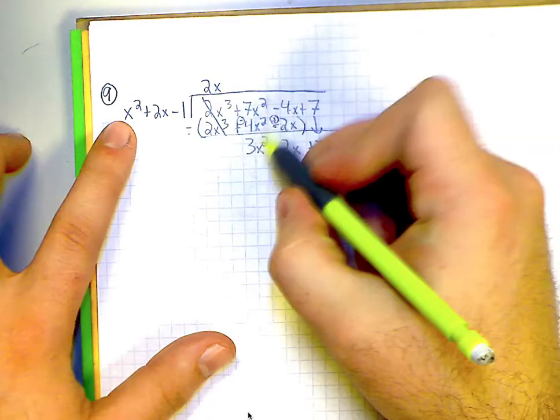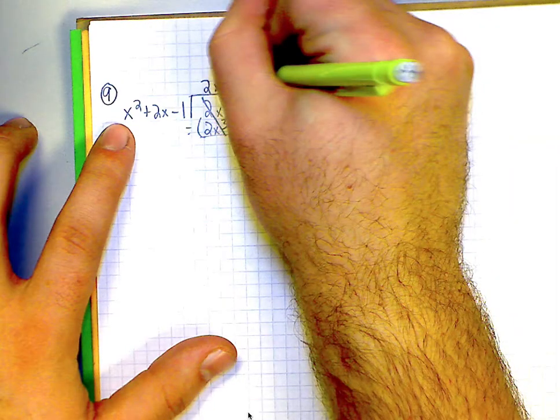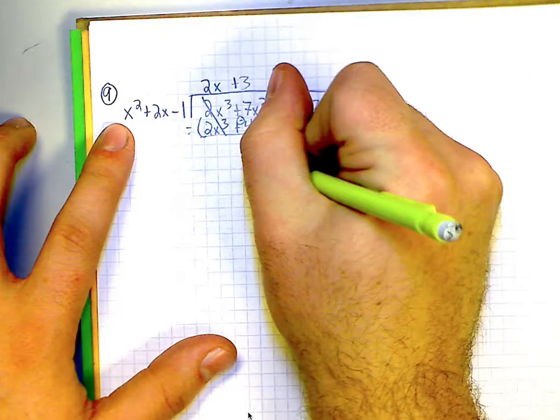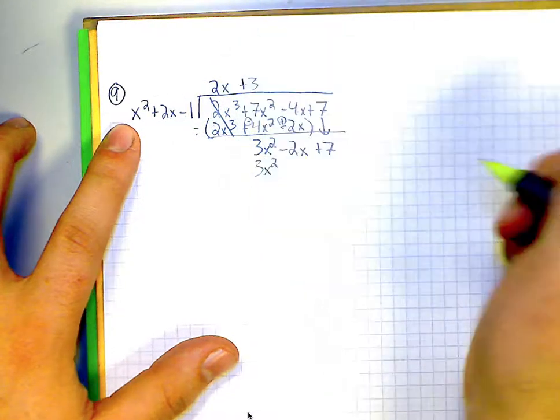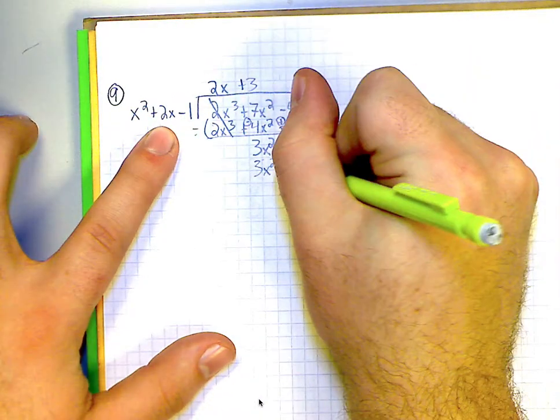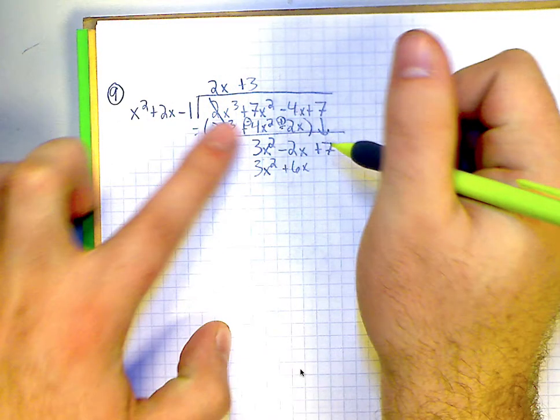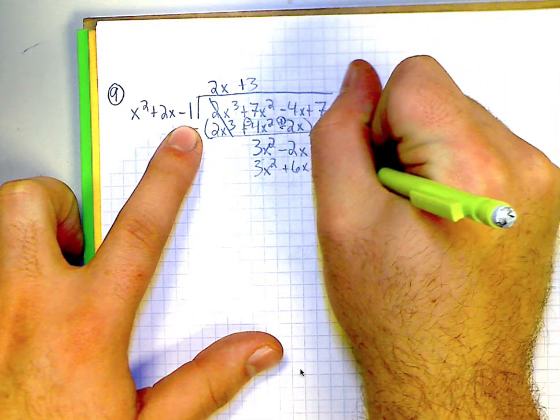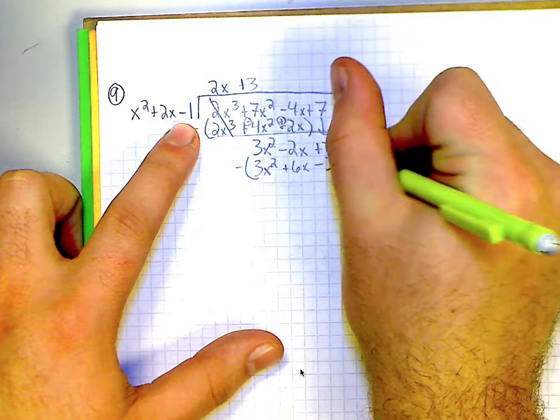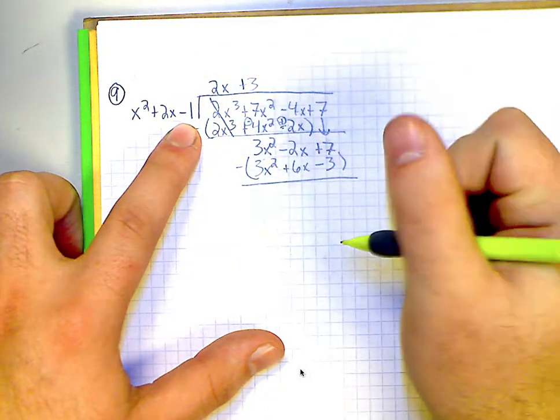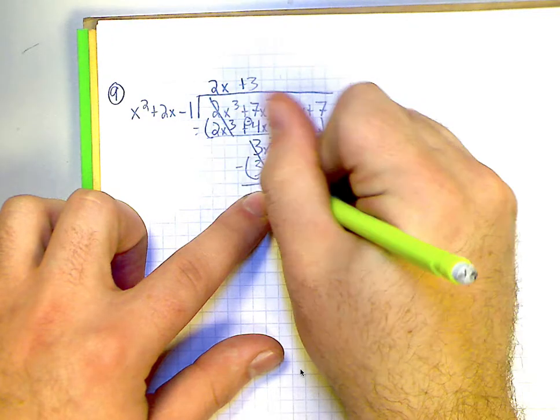So I have an x squared, I'm trying to get 3x squared, so I need a 3 there to multiply by. That's going to give me a 3x squared on the front. 3 times 2x gives me a positive 6x, and 3 times negative 1 gives me a negative 3. You can go ahead and subtract that. And if I look here, my 3x squareds are going to cancel.